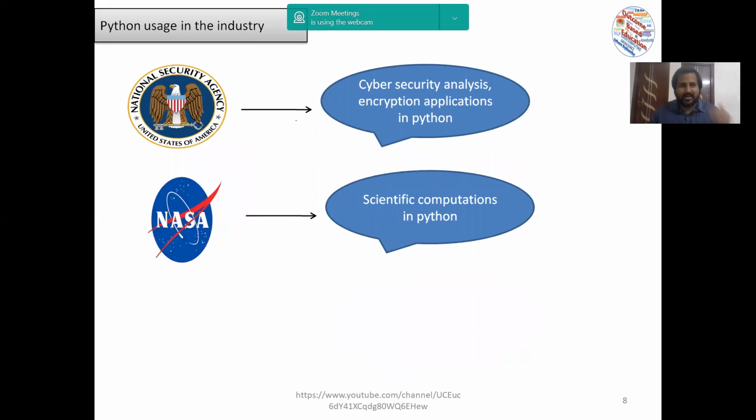And next, even the well-known National Security Agency of America uses Python for cyber security analysis and encryption applications. So there are different applications. Even NASA uses it to analyze remote sensing images, and they use machine learning and deep learning techniques for identifying different objects on the Earth surface or Mars surface. So these are all the different advantages if you learn Python.